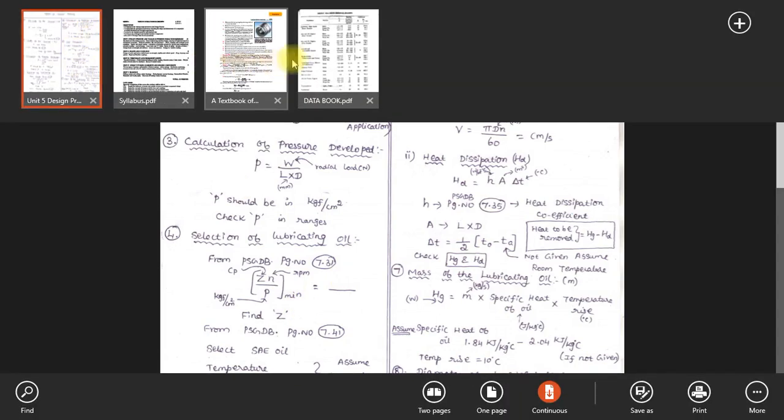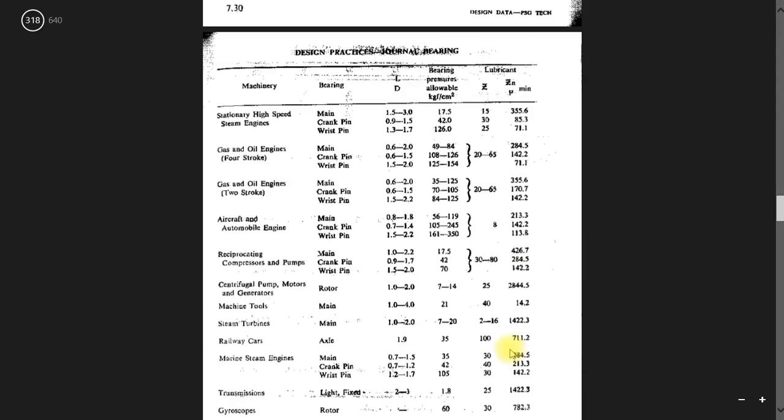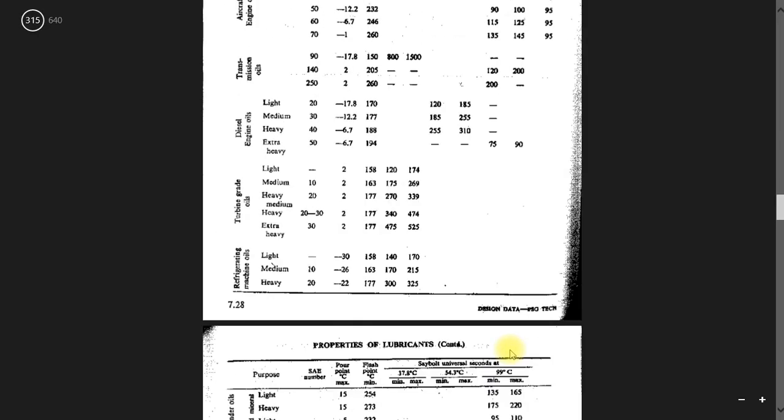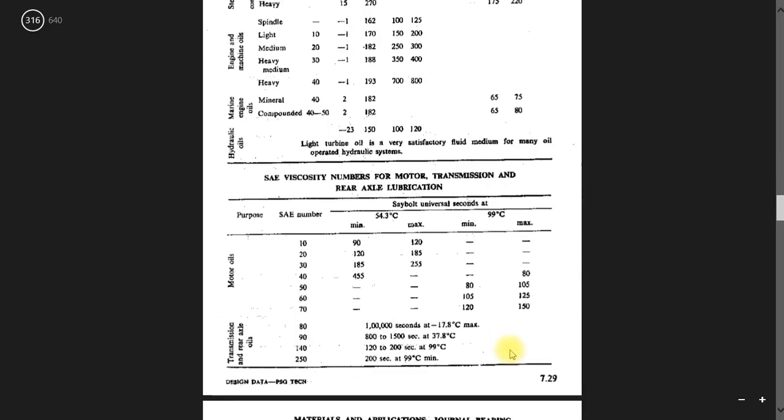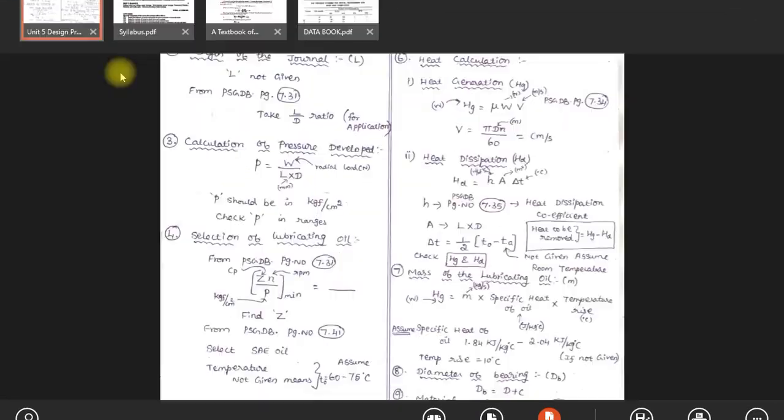Then the lubrication oil has already been given to us. If it is not given, I may go to page number 7.31. You can see here that the Zn by P value is given. For this Zn by P value, we can see which lubricant we have to choose. You can see here the SAE number. See, engine oils and machine oils: correspondingly, we can choose the engine oil grade. So very importantly, then we have to calculate the heat generated and the heat dissipated.